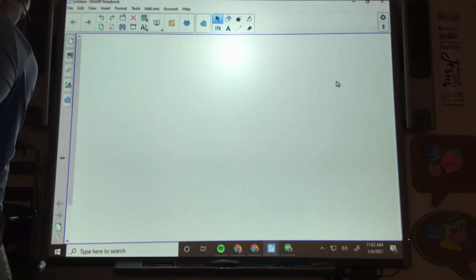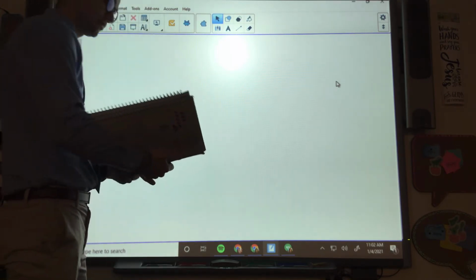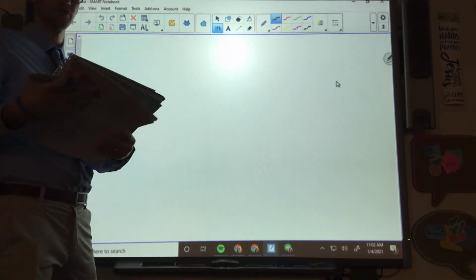All right, we're on page 131 here. This is section 3.3, fractions, mixed numbers, and division expressions.